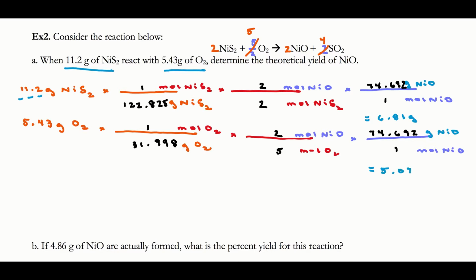So the first part of this is a limiting reactant problem. Nickel sulfide can form 6.81 grams of nickel oxide, while the oxygen I have can only form 5.07. So what that tells me is that oxygen is my limiting reactant, and to bring in a new term, my theoretical yield, what should theoretically form, is 5.07 grams of nickel oxide. Okay?